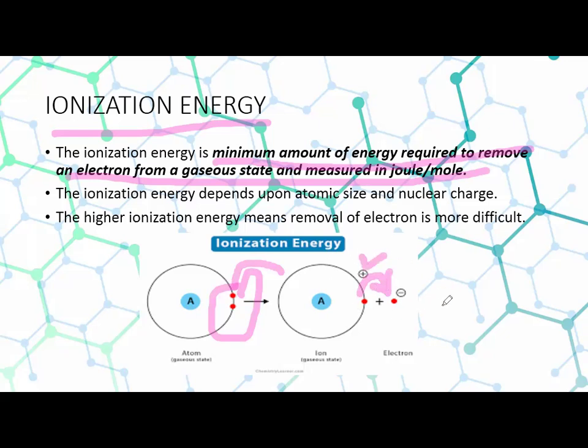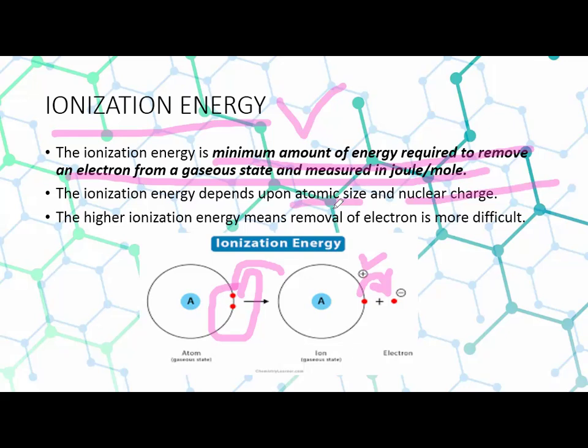So the electron is removed, and this removal needs energy. The energy used to remove an electron from the valence shell of a gaseous atom is known as ionization energy. Ionization energy depends upon atomic size and nuclear charge. Why? Because the greater the atomic size, the lesser the effect of the nucleus on the outermost electron. If you are moving away from the nucleus, the electrostatic force between the electron and the nucleus will be lesser.